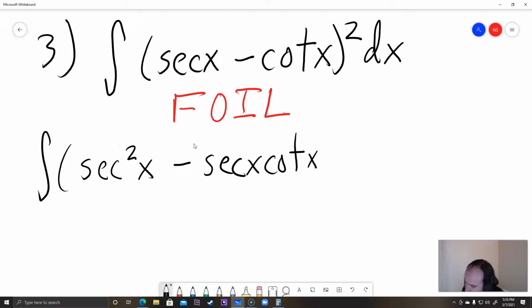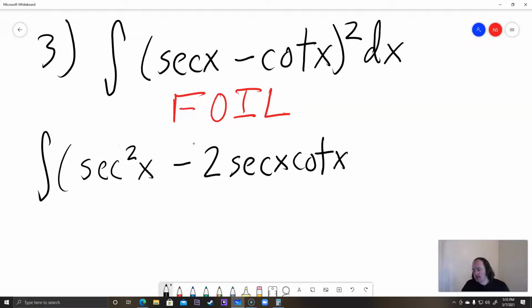The inner is also going to be negative secant of x cotangent of x. So those two terms are actually going to combine. Negative secant of x cotangent of x minus secant of x cotangent of x is going to be negative 2 secant of x cotangent of x. Okay, so we have minus 2 secant of x cotangent of x. And then our last is going to be negative cotangent of x times negative cotangent of x. So that's going to be positive cotangent squared of x dx.